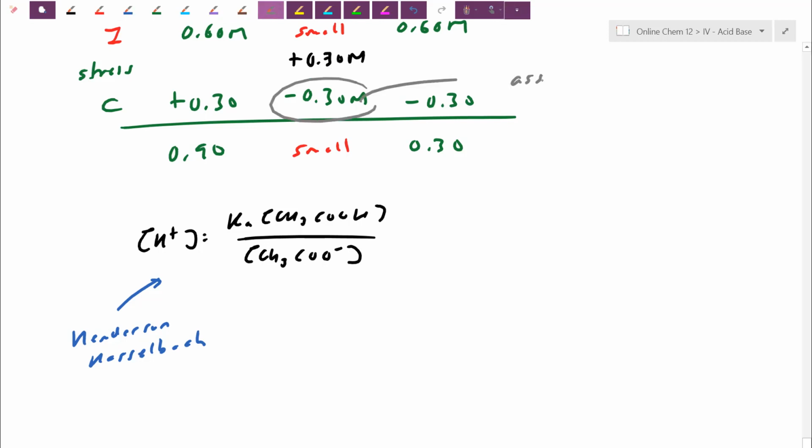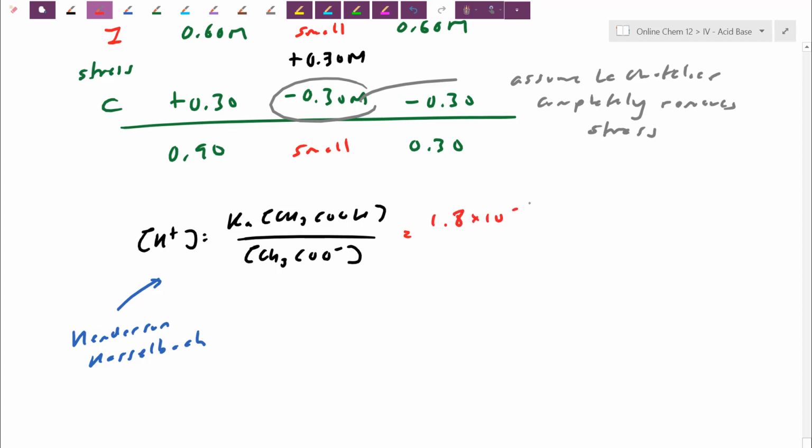Let me just make that note here. Let's assume Le Chatelier completely removes the stress, which we know it doesn't. We learned from chapter 2, it only tries to counteract the stress. Even in that case, we're going to see that the pH changes. All we need to do is take the ratio of the conjugate amounts that we have. So the Ka is still the same, 1.8 times 10 to the negative 5.